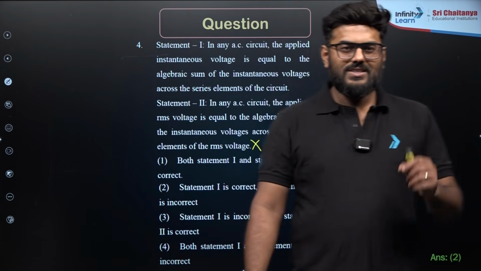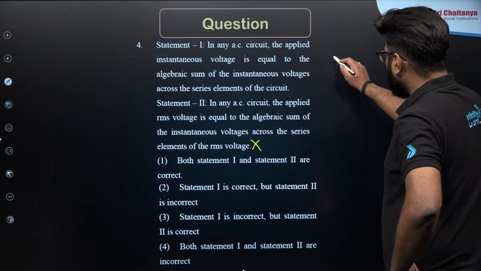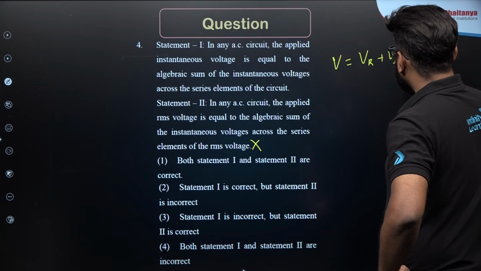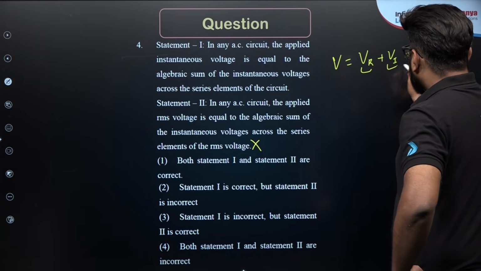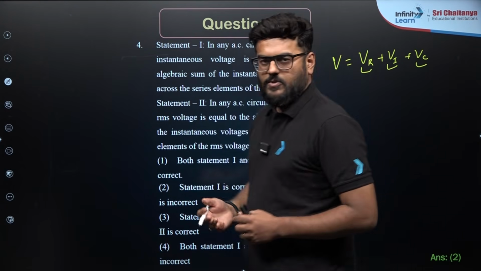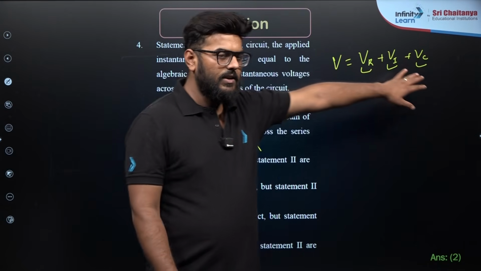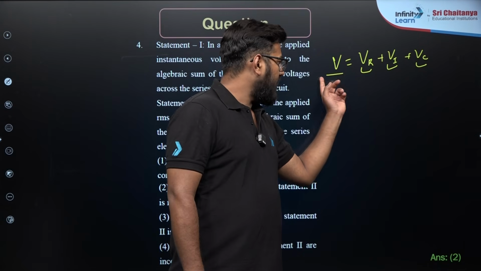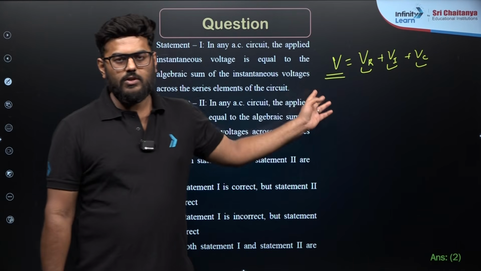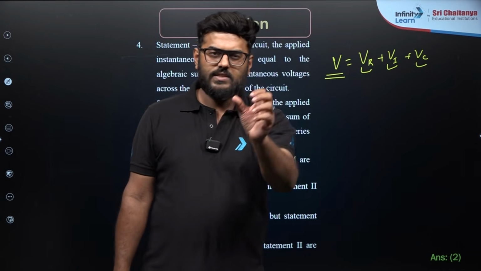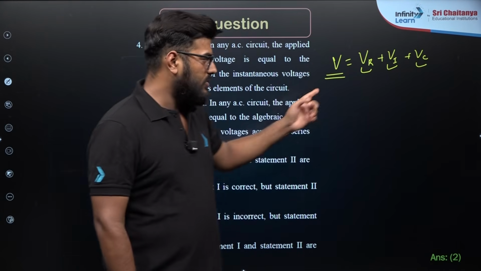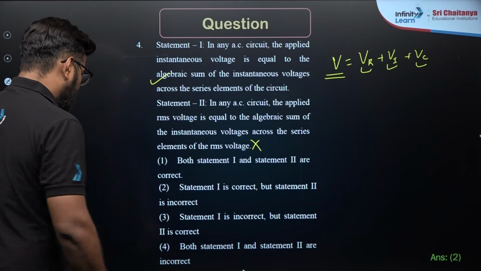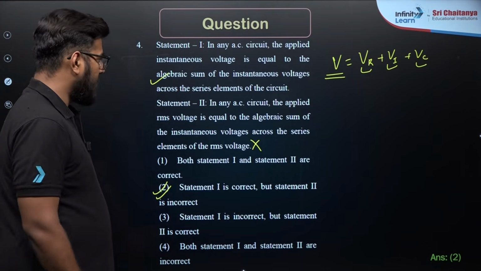So the point is, we talk about the V at any point as the voltage across the resistor plus across the inductor plus across the capacitor, and here the functions are given in the form of sine, right? So these are instantaneous values. We don't relate the RMS value over here. Once we get the sinusoidal function of V, the amplitude divided by root 2 will give us the RMS value. So the RMS statement is not valid, but the first one is correct. That means statement 1 is correct and statement 2 is incorrect.